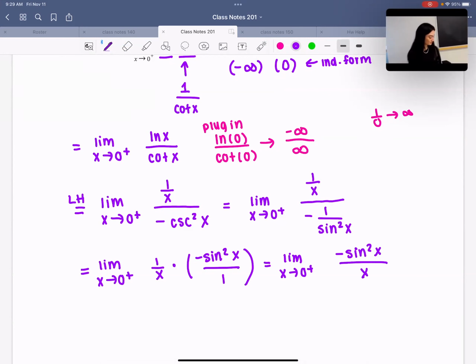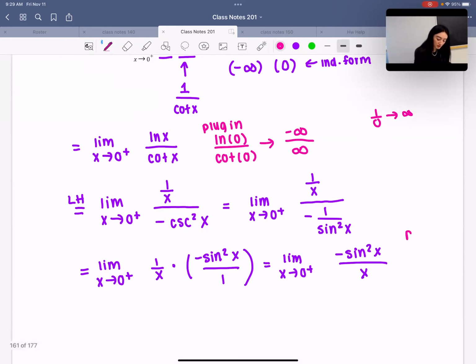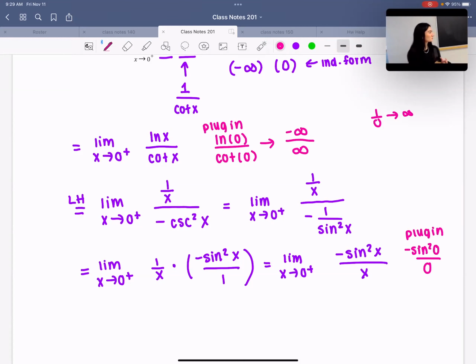Okay. All right, once we're here, we can try plugging in again and see if we get an answer, right? So let's plug in. Okay, we have negative sine squared of 0 over 0. What's the sine of 0? 0, right? So sine squared would also be 0. Looks like we have another indeterminate form, right? So this is another indeterminate form. What does that mean we have to do? Again, we got to do L'Hopital's rule again, okay?